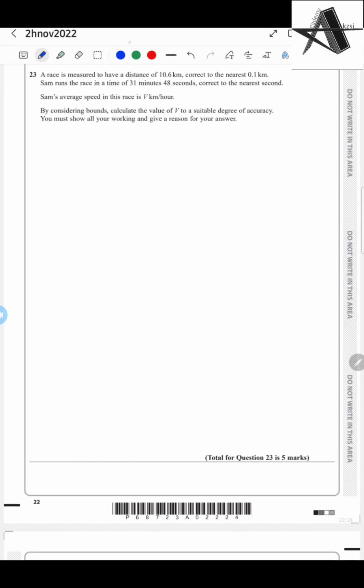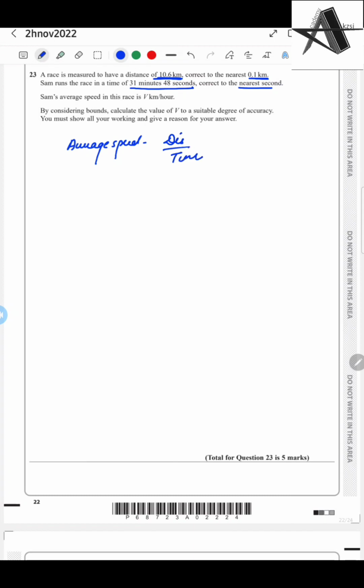First thing, it says the race is measured to have a distance of 10.6 kilometers, correct to the nearest 0.1 kilometer, and time is 31 minutes 48 seconds, correct to the nearest second. And you have to calculate average speed. So we know average speed is distance over time.